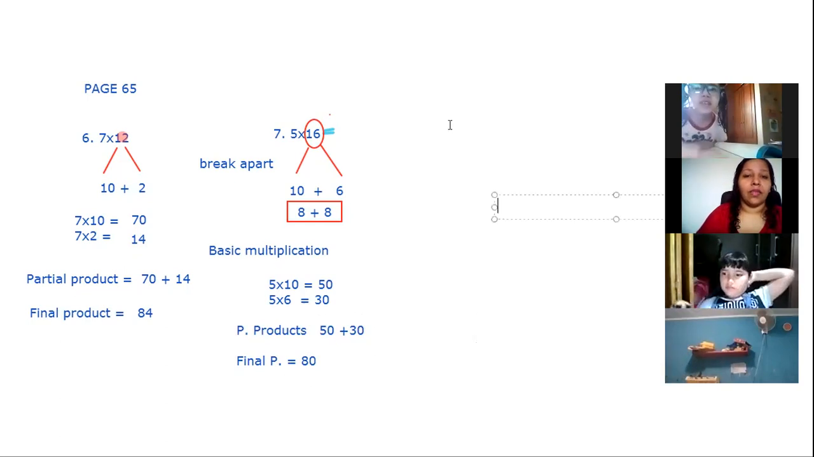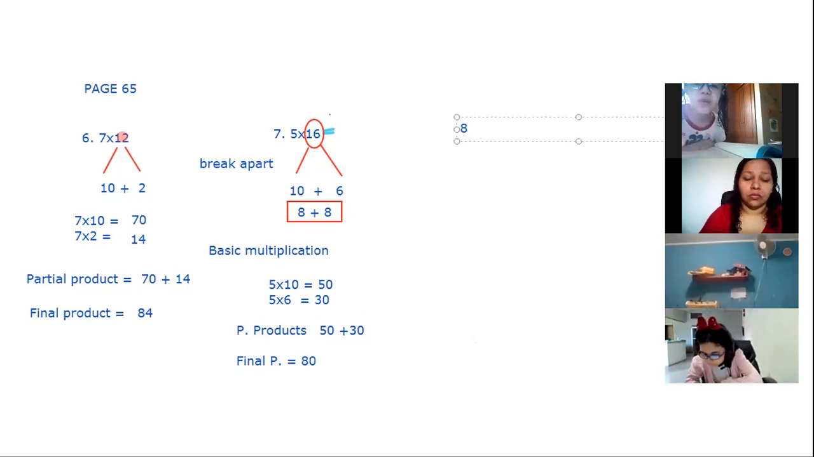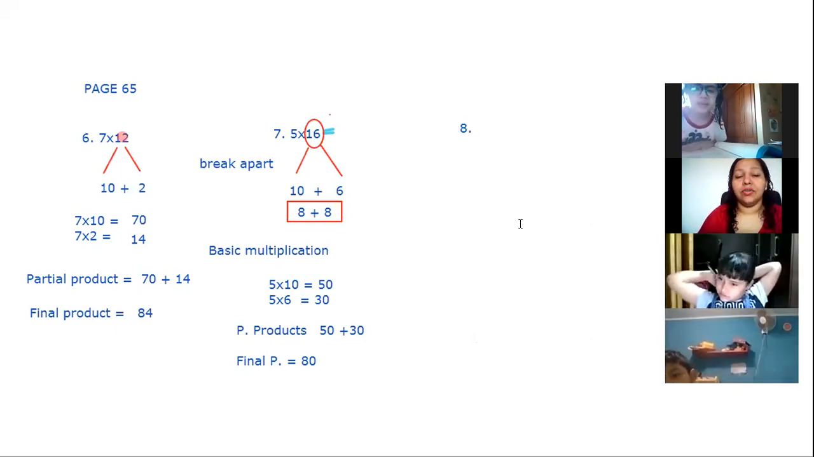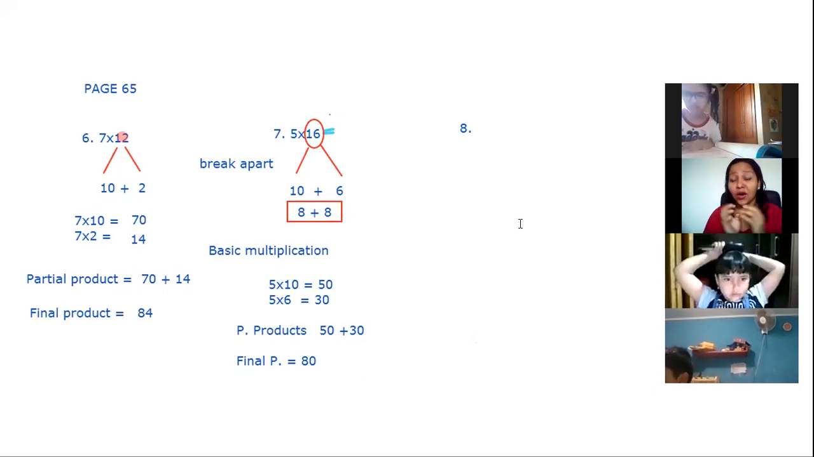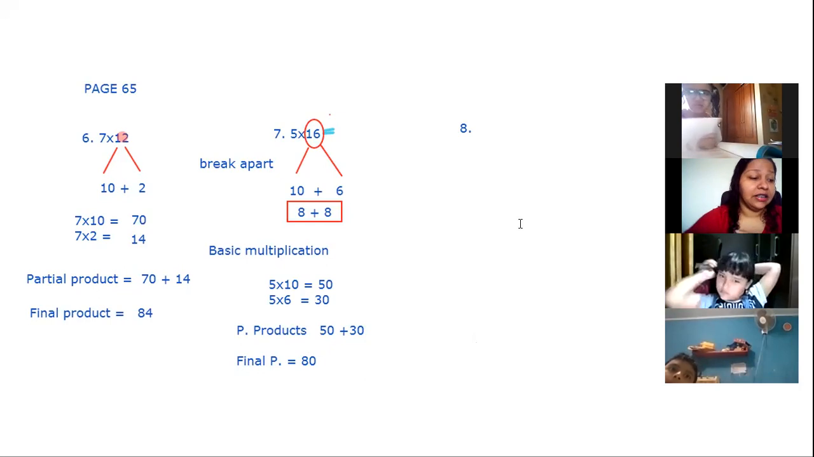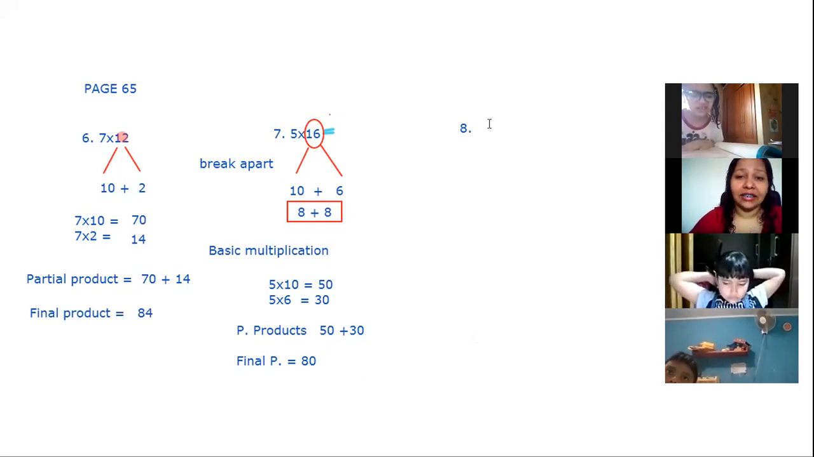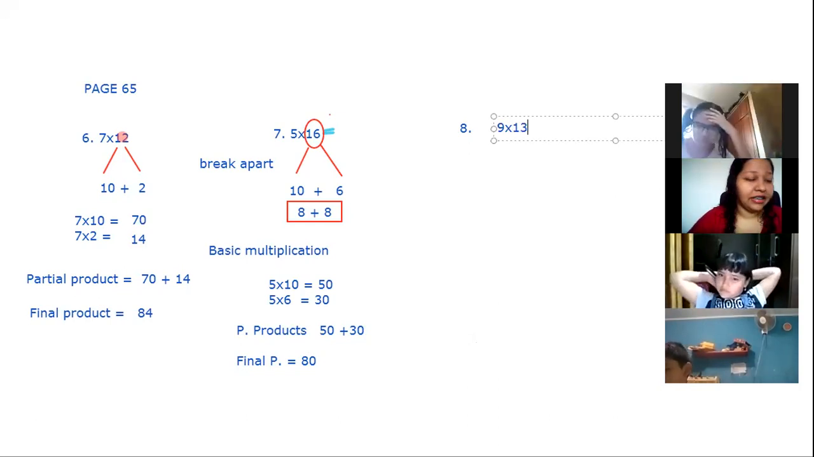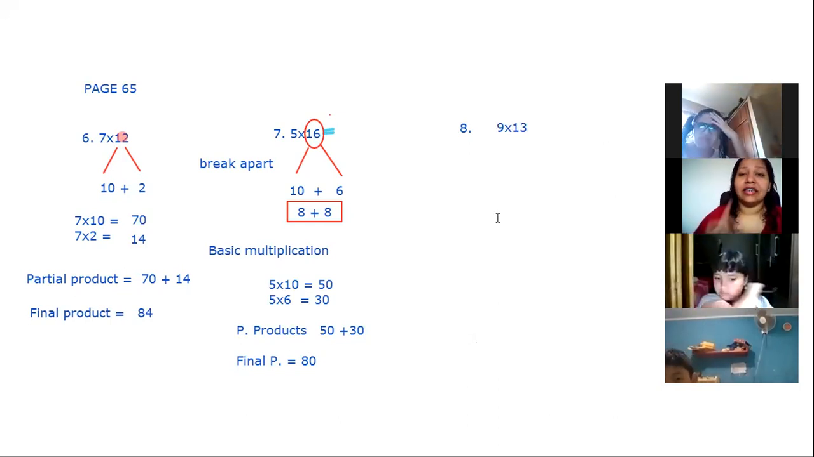Are you going to do it in the notebook or in the book? In the book, Sophia. I'm just showing you a different way that you can do it, okay? So then the last one is 9 times 13. This one you're gonna do yourself.